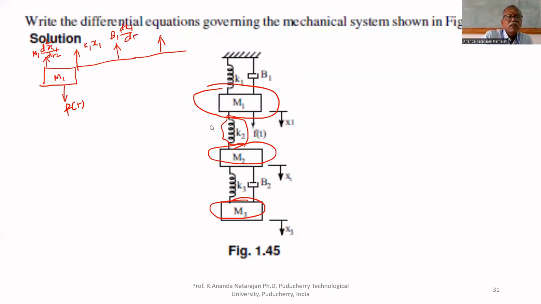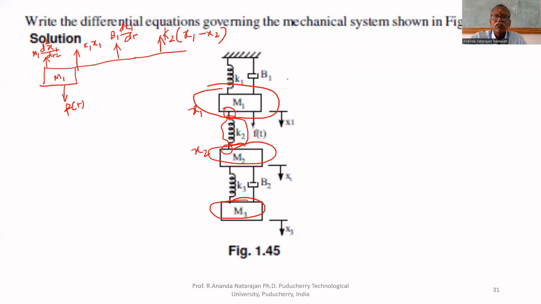K2 is connected between M1 and M2. That's why both ends are free. Displacement at this end is x1, displacement at this end is x2. Therefore, because of K2, the force is K2 multiplied by x1 minus x2. Both ends are free and the displacement direction is the same, that's why x1 minus x2.